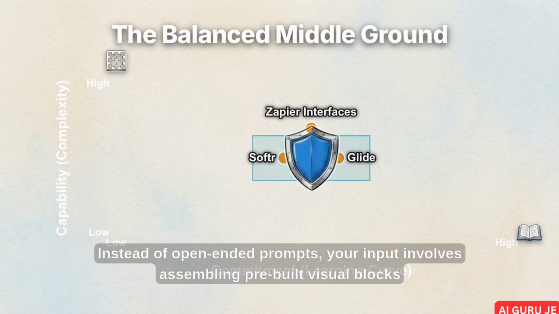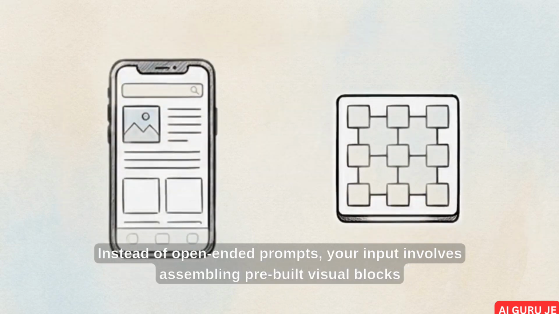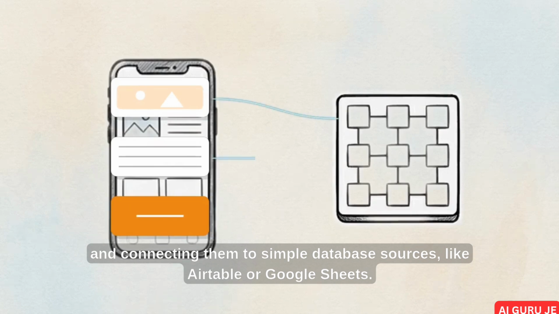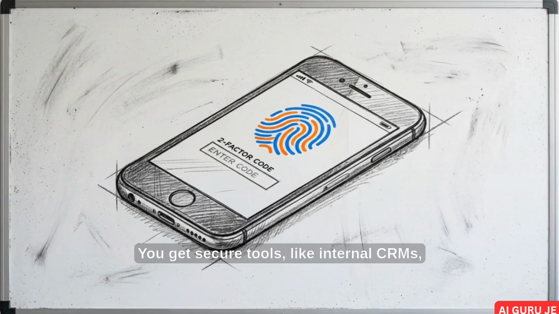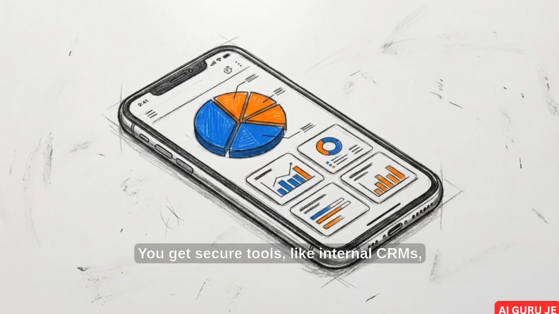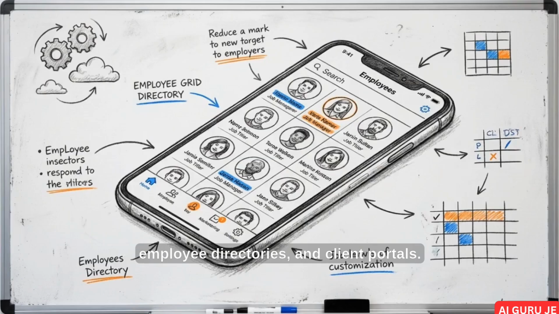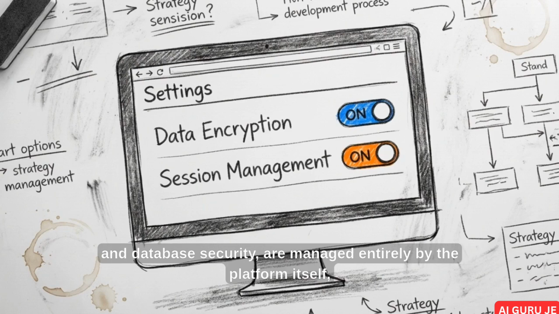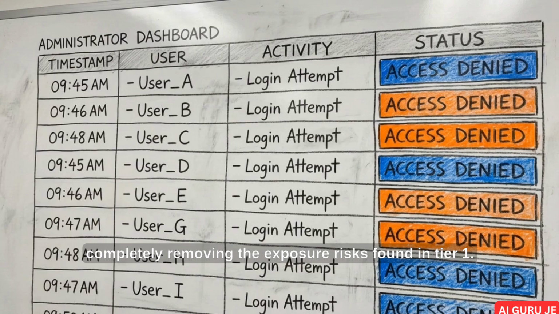and capability. Instead of open-ended prompts, your input involves assembling pre-built visual blocks and connecting them to simple database sources like Airtable or Google Sheets. You get secure tools like internal CRMs, employee directories, and client portals. The critical difference here is that user authentication and database security are managed entirely by the platform itself, completely removing the exposure risks found in Tier 1.